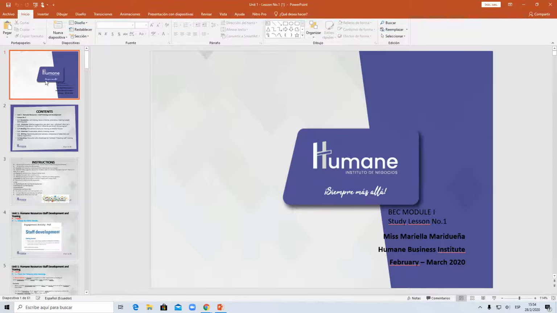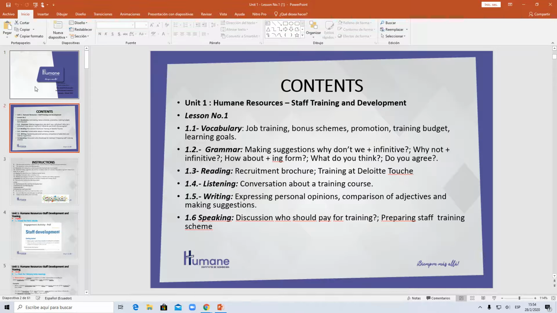So, starting our lesson, it's about unit number 1, Human Resources, Staff Training and Development. We're going to focus on vocabulary, grammar, reading, listening, writing, and speaking. For vocabulary, we're going to see words related to job training, bonus scheme, promotion, training budget, and learning goals. In grammar, we're going to work on making suggestions: why don't we plus infinitive, why not plus infinitive, how about plus ing form, what do you think, or do you agree?